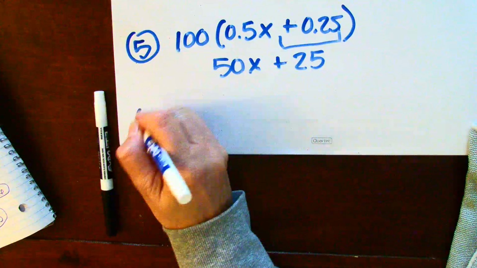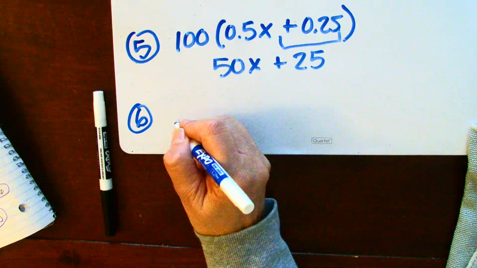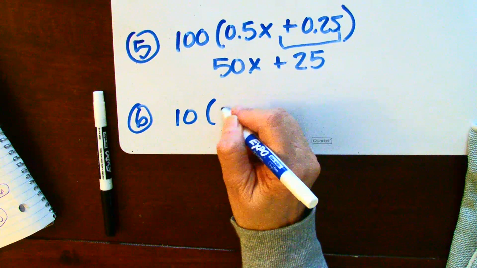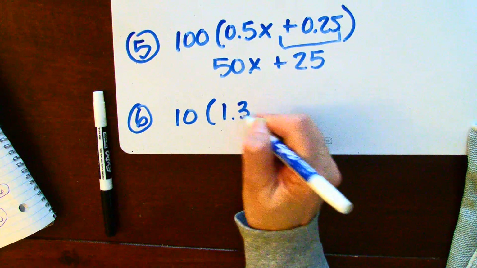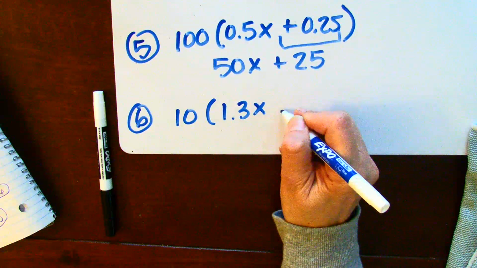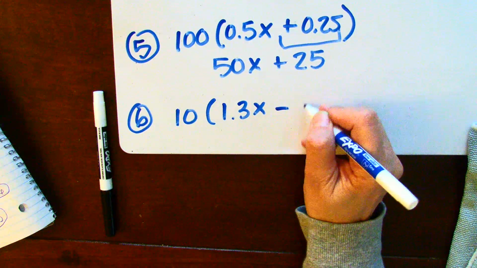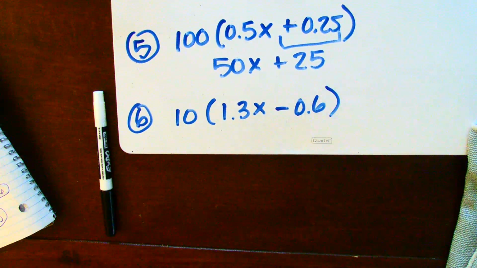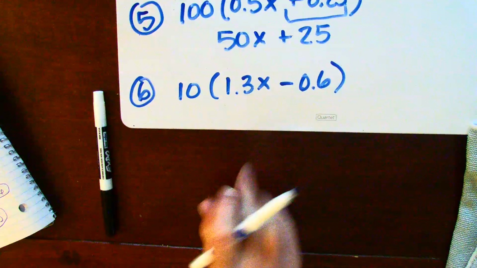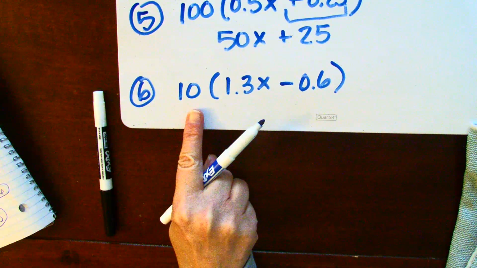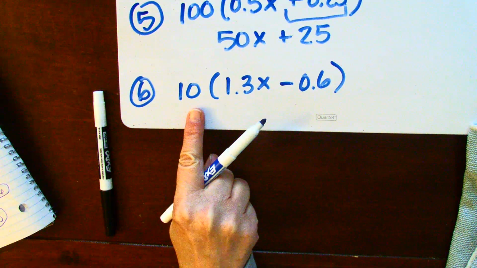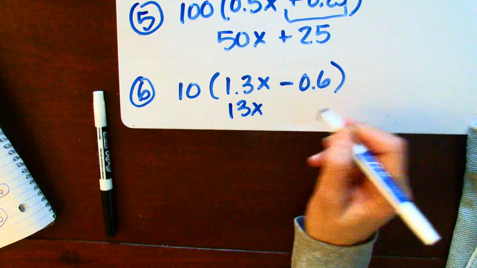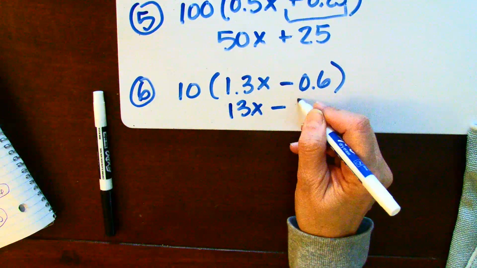If I have, say, 10 times 1.3x minus 0.6, I'm just going to be moving the decimal place over 1 space to the right. So this becomes 13x minus 6.